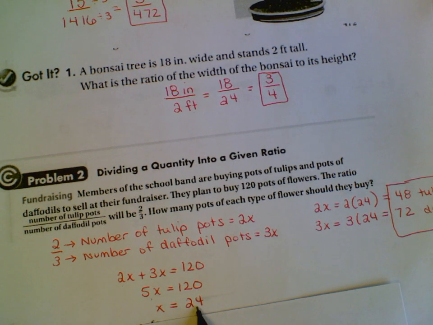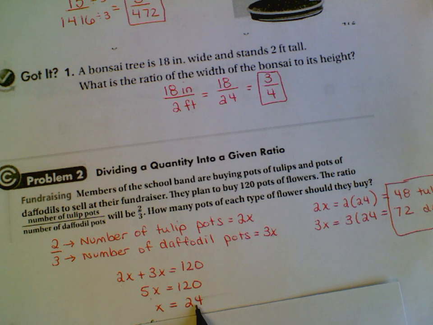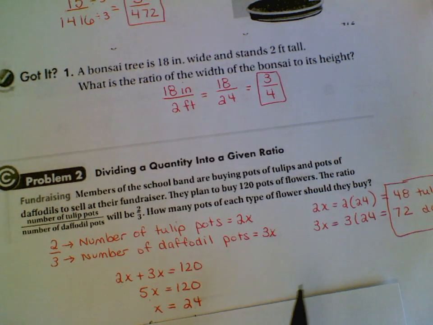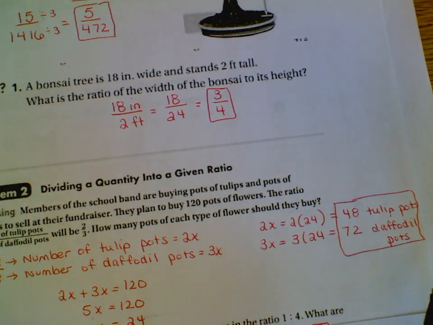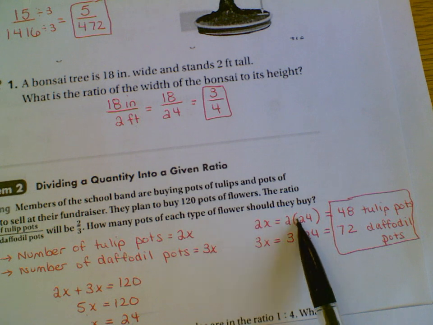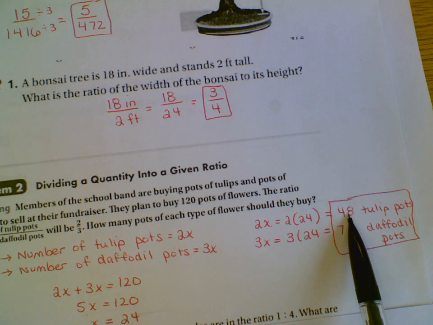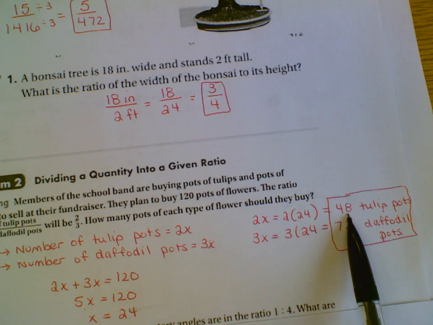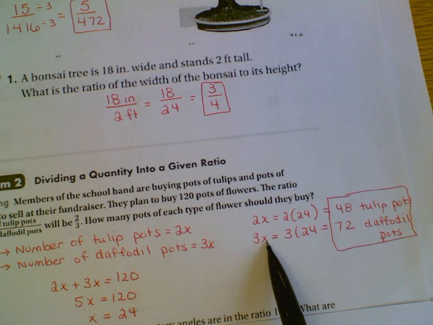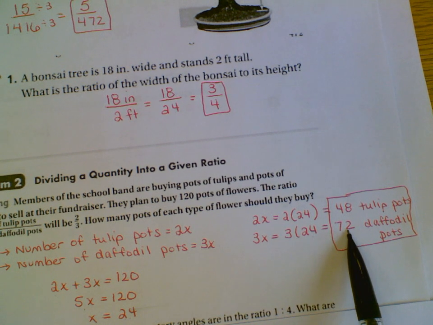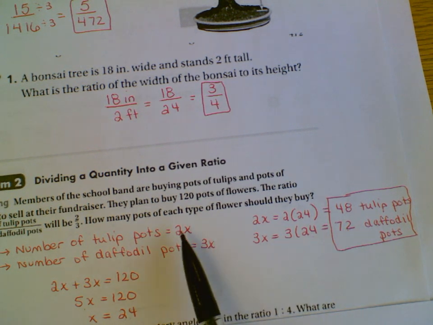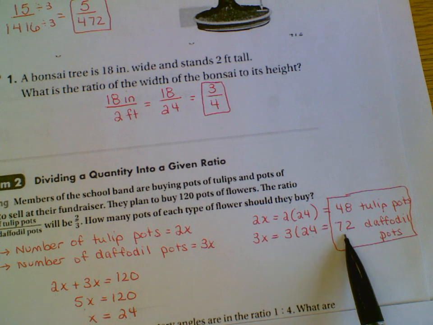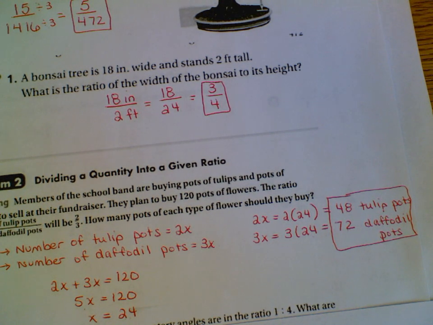Now what you found is that if I just had 1, it'd be 24, but my ratio says I have 2 of this kind and 3 of that kind. So you're going to have to plug in your x value to actually figure out how many of each kind you have. If I have 2 times my x, I'm going to take 2 times 24, which is 48. If I have 3 times my x, I'm going to take 3 times 24 and get 72. The question is asking how many of each type, so I would write down both of them: 48 tulip pots and 72 daffodil pots.